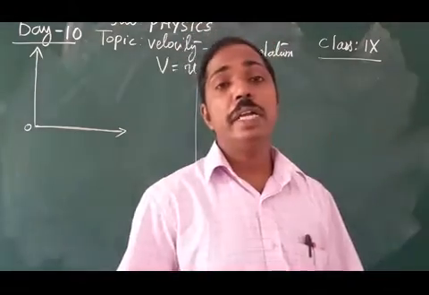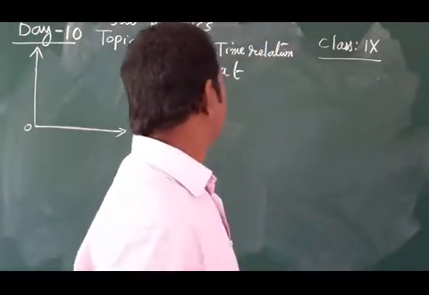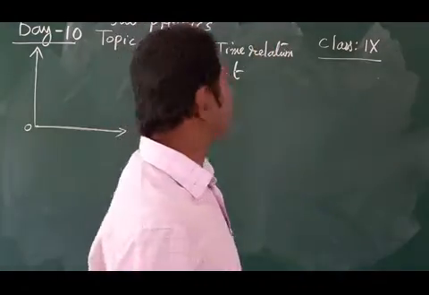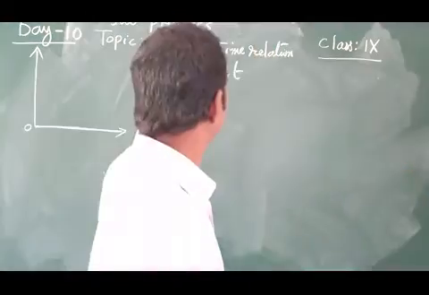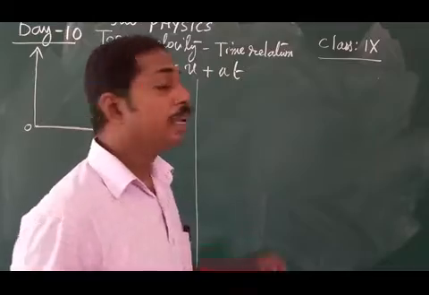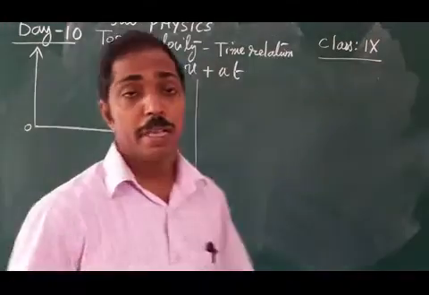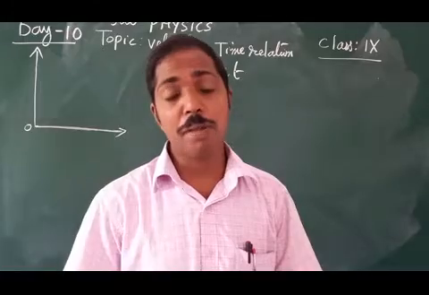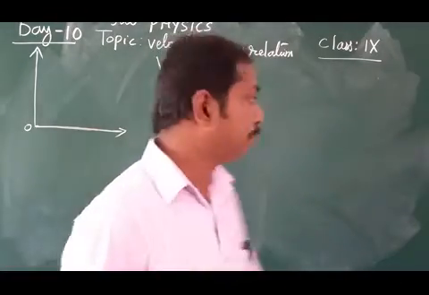Last class we discussed equations of motion. The first equation we have is the velocity-time relation, v equals u plus at. Today we are going to derive this equation from the velocity-time graph.